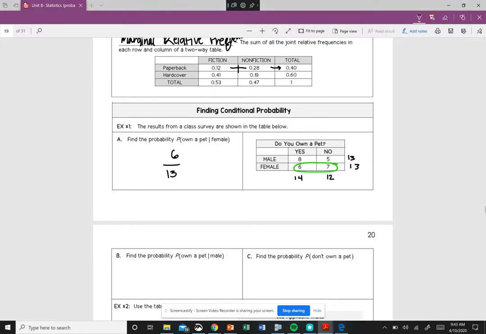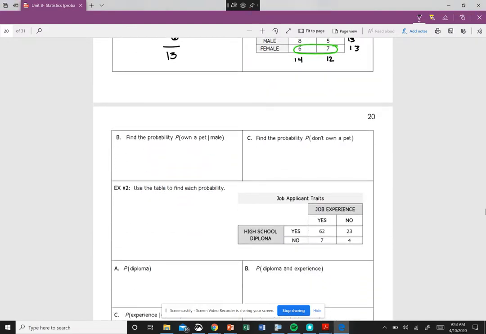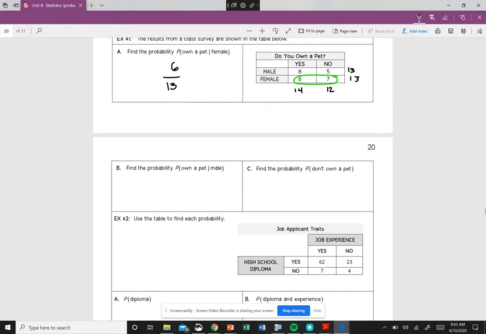Okay. So now we need to find the probability of owning a pet given that they're male. So if they're male, there's 13 males.